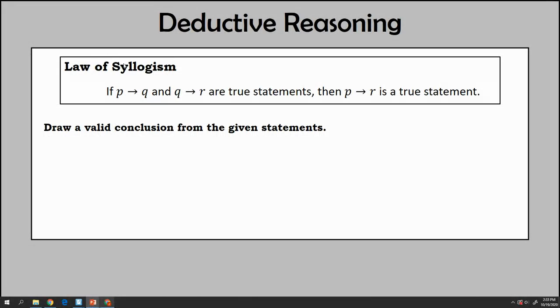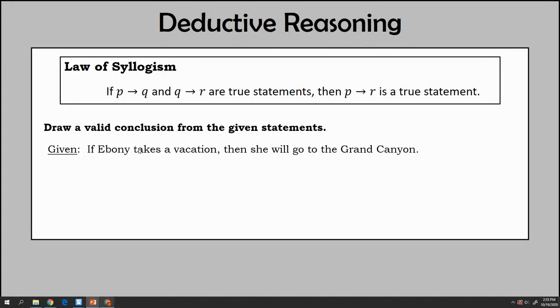The law of syllogism is next. And the difference here is these are two conditional statements. So if P implies Q and Q implies R, if these are true statements, then we can conclude that P implies R. So P implies Q, Q implies R. These are the same statements. The conclusion of the first statement is the hypothesis of the second. And if that's true, then we can say P implies R.